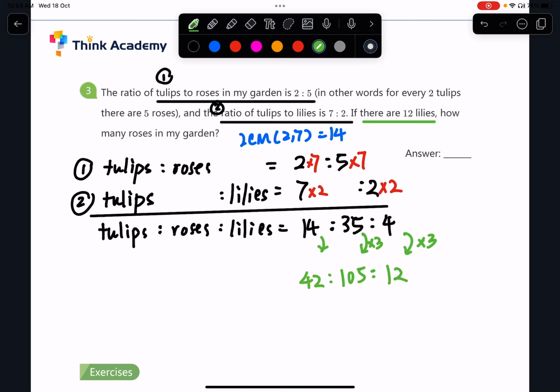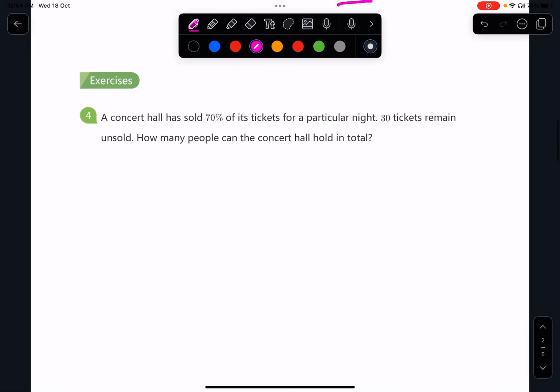What is the question asking? How many roses are there in the garden? So roses is the number in the middle. So the answer is 105. Okay, perfect. So basically these are the answers for the first three homework questions. Now we go on to do some exercise.